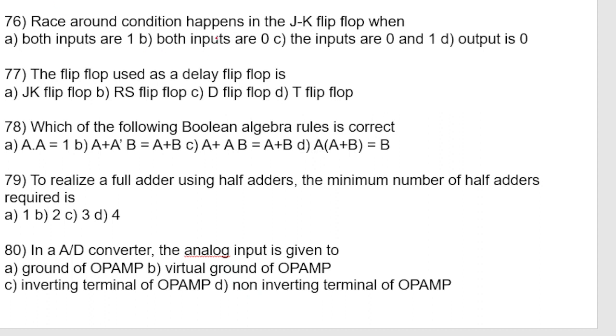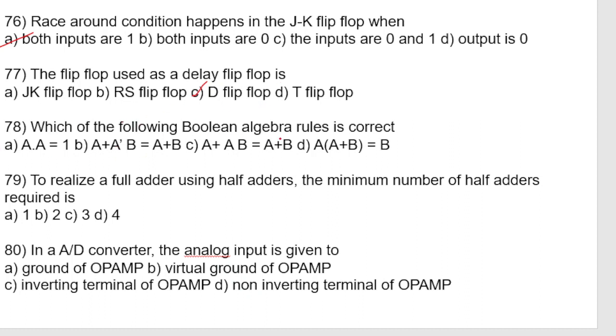Race around condition happens in the JK flip-flop when both inputs are 1, both inputs are 0, the inputs are 0 and 1, output is 0. The option is A, friends. The flip-flop used as a delay flip-flop is JK flip-flop, RS flip-flop, D flip-flop and T flip-flop. So D for delay flip-flop means D flip-flop.